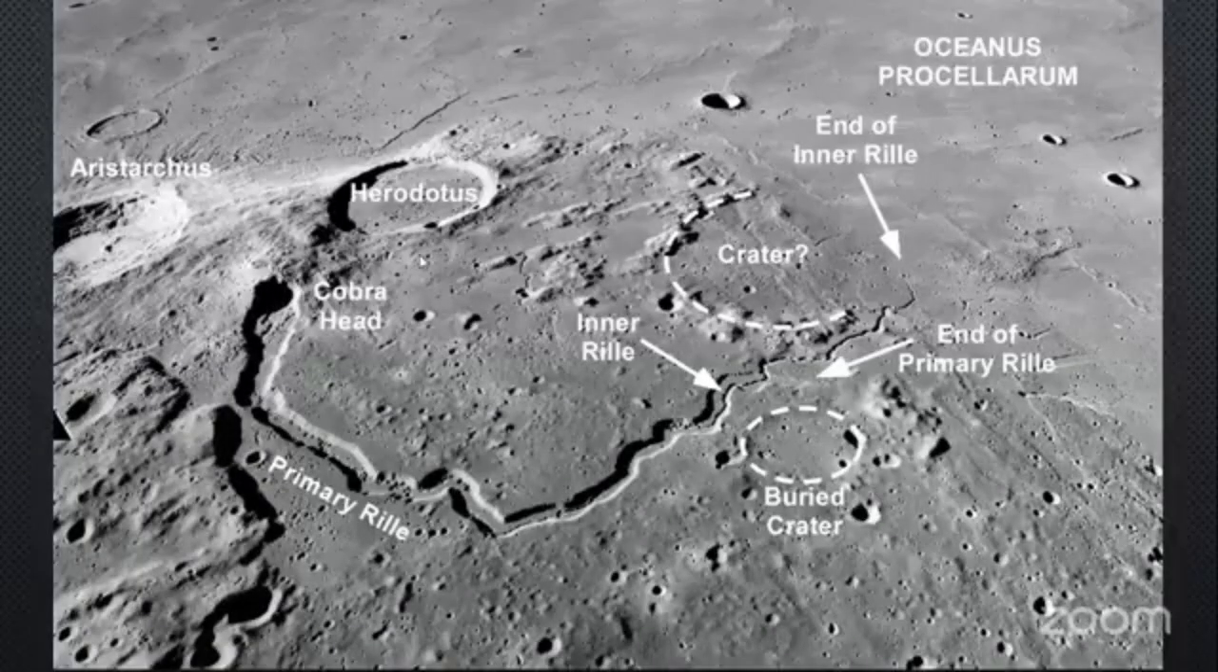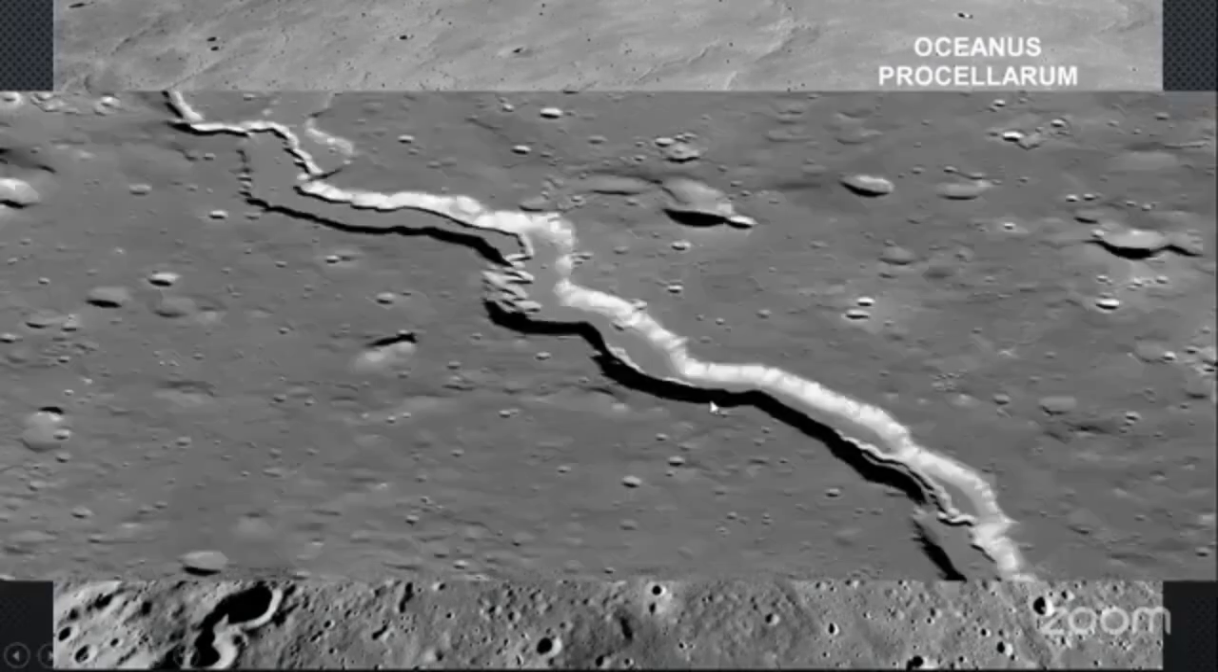So here are some pictures of the lunar rilles. These are just trenches created by lava during volcanic activity periods, not because of water, but because of lava. So here are some examples of the lunar rilles. These are long depressions on the moon. Here are other examples.